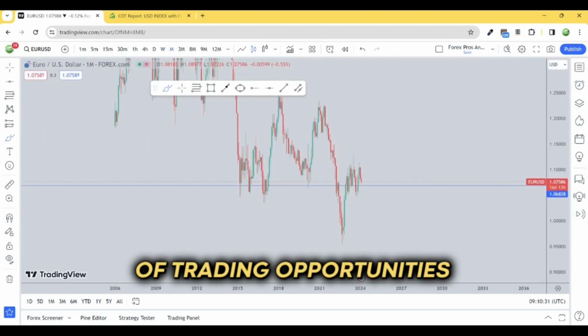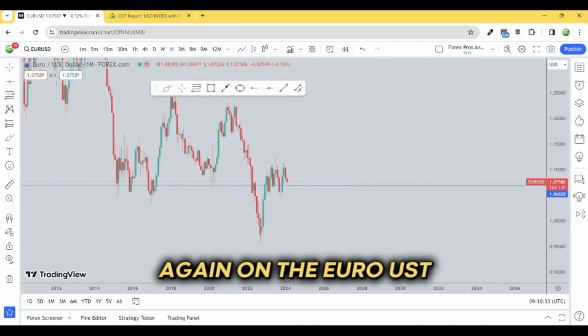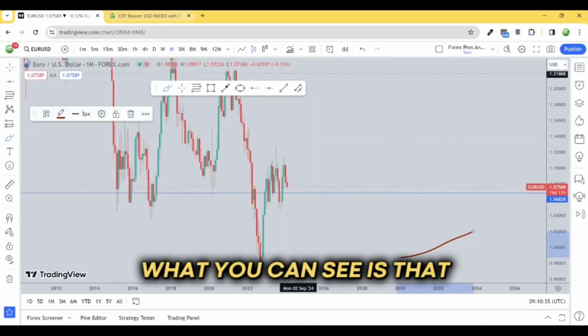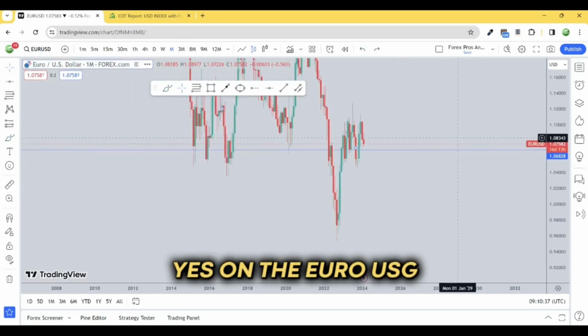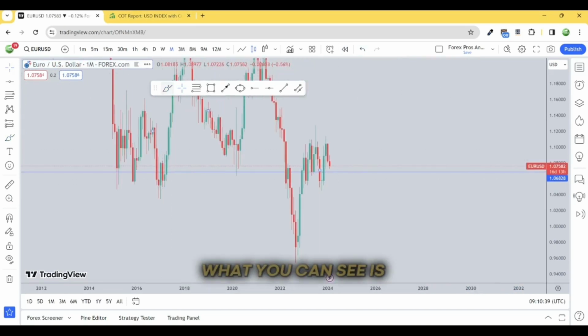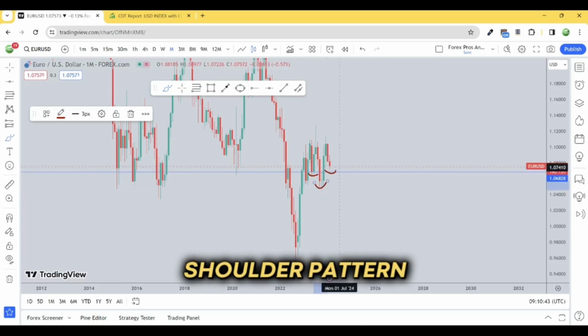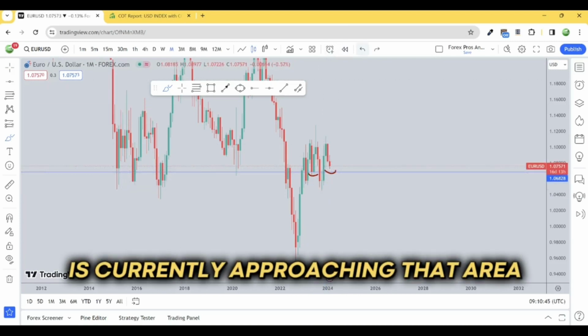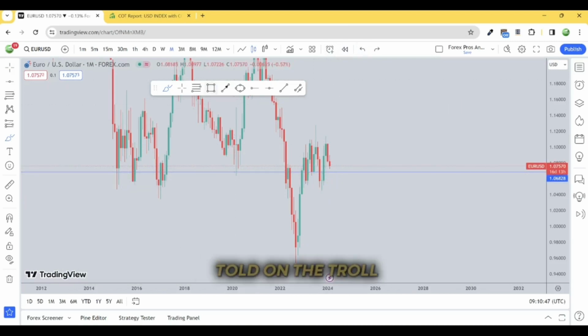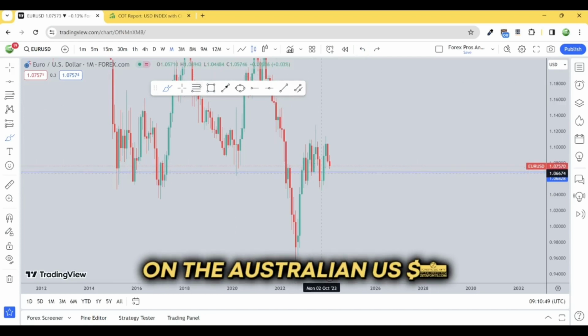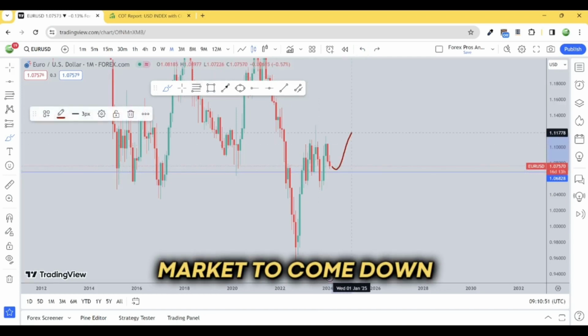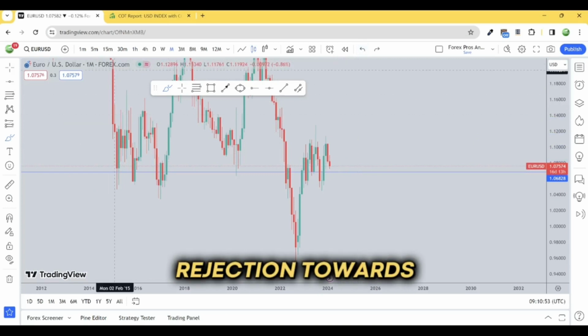So last but not least, we'll see the Euro USD pair and see what kind of trading opportunities we have. On the Euro USD, what you can see is that on the monthly time frame there is an inverse head and shoulders pattern, and the market is currently approaching that area. Same as what I told you on the Australian dollar USD, we can expect the market to come down and then make a rejection towards the upside.